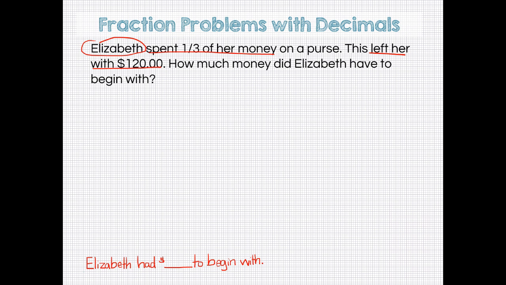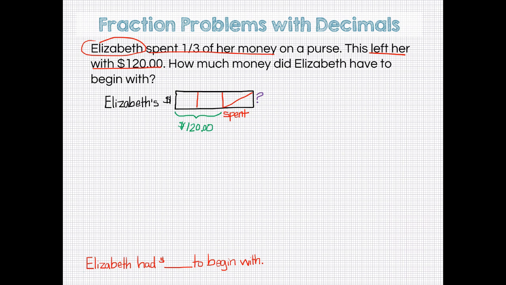How do you think we should start our bar model? With a whole, of course. This bar represents the money Elizabeth started with. Since we want to find out how much money she had to begin with, we should put our question mark at the end of the bar. The problem tells us that Elizabeth spent 1/3 of her money, so we can divide the bar into 3 pieces and cross off one piece to represent the portion she spent. We know she had $120 left, so I'll write that down too.